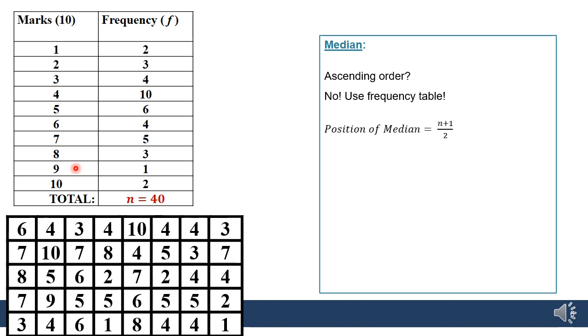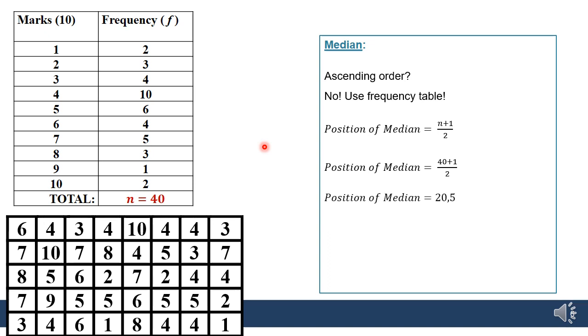We're going to make use of this nice formula to find the position of the median. And this is useful when you have big data sets. You might get even bigger data sets, 1,000 values or 10,000 values. And you're not going to be sifting through the values. Much faster to use a formula. We know that the number of values, or n, is 40.